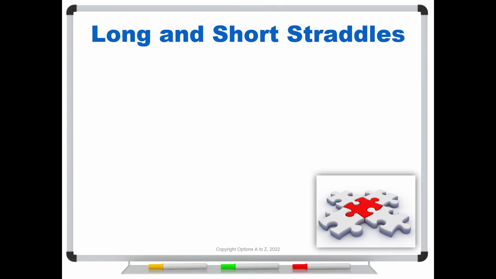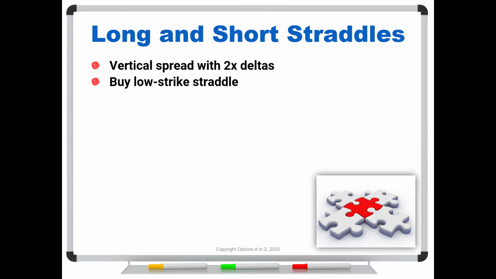So once again, whenever we're talking about long and short straddles as a combination, you end up with a vertical spread with 2 times the amount of deltas between the strikes. So if you buy a low strike straddle, like we did buying the 100 strike, and sell a higher strike, maybe selling the 105, that's going to be a bull spread. And we've talked about that in previous videos.